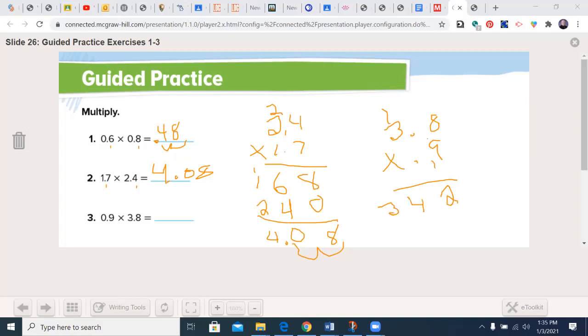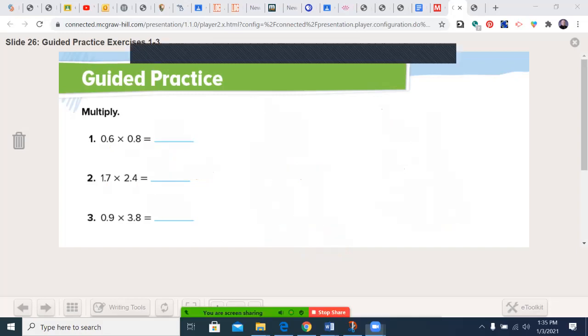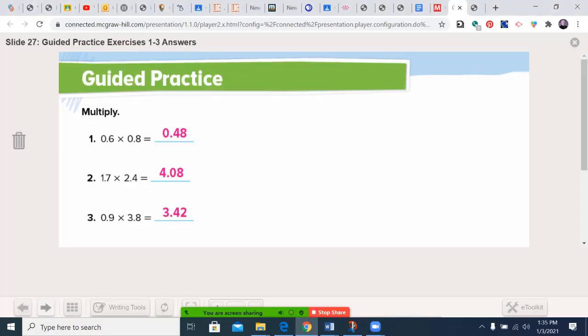There are 1, 2 decimal places. 1 and 2. 3.42. Go ahead and write these in. You should have written down the problem as well, just so you can kind of see what we did. A couple more seconds. If you need more time than that, pause the video. See our answers there.